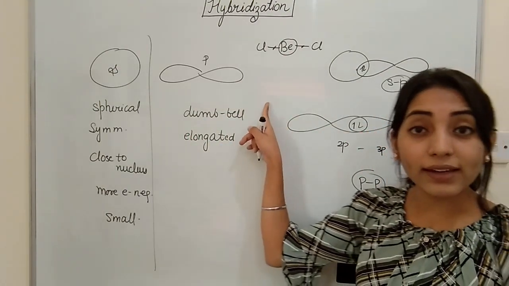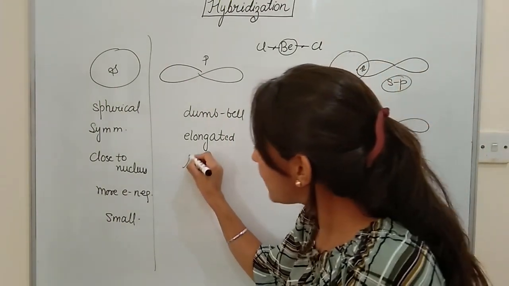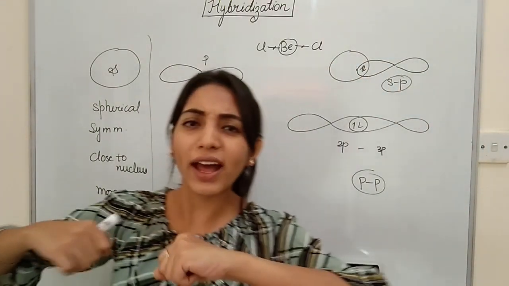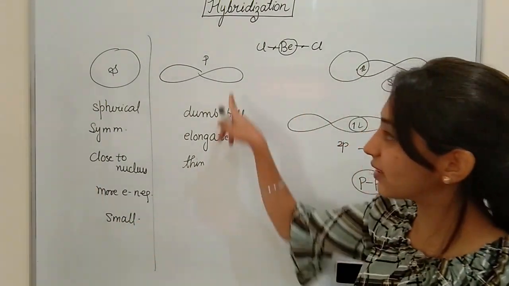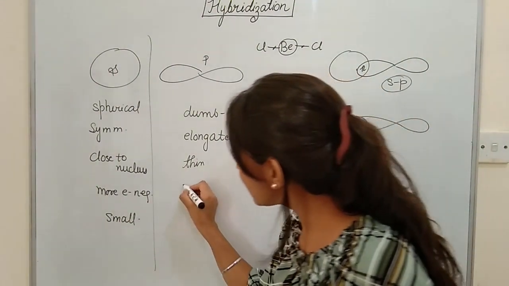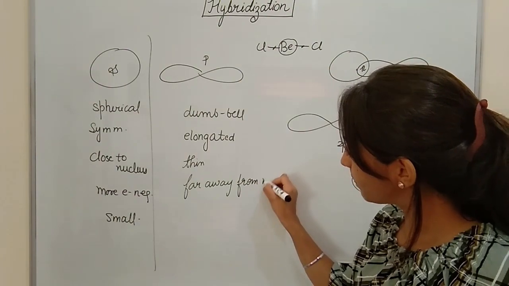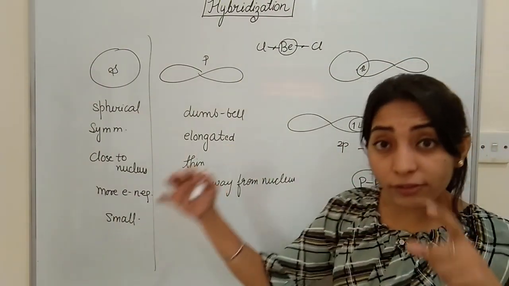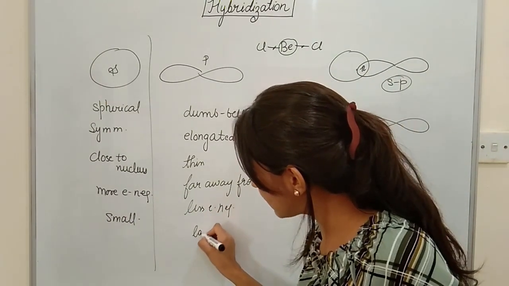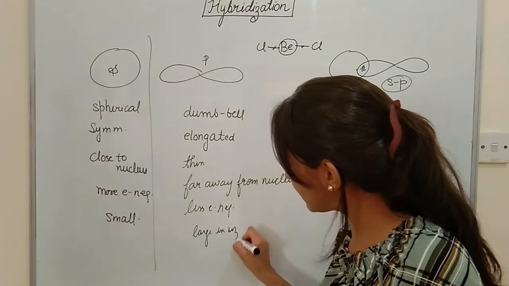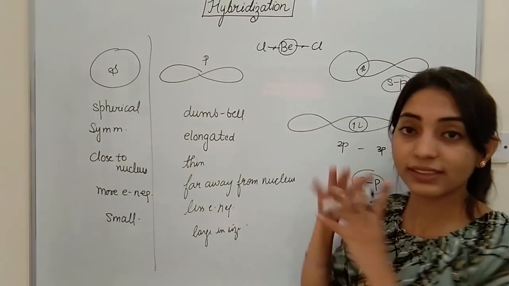Now let us talk about the characteristics of the p orbital. p is dumbbell, p is elongated, p is thin. This is like a fat, very healthy person, whereas p is like a thin person. Moreover, p is far away from the nucleus, and when p is far away from the nucleus, I can say that it is less electronegative and large in size. Understood? So these are the characteristics of s, and these are the characteristics of p orbitals.